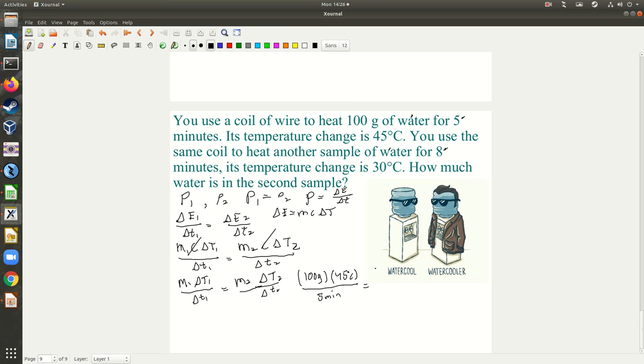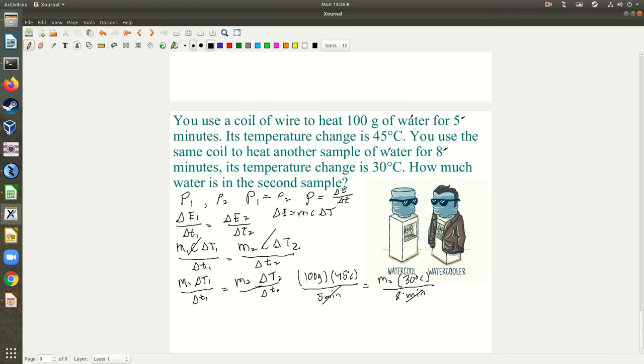Then I have, I don't know the mass, so M2. The temperature change is going to be 30 degrees Celsius, and then that's all over 8 minutes. The reason why I didn't convert to seconds is because since they're both in the denominator, the minutes were going to cancel. Sure, I could have put 5 times 60 is 300 seconds and 480 seconds here, but seconds would still cancel. This makes it a little bit easier mathematically.